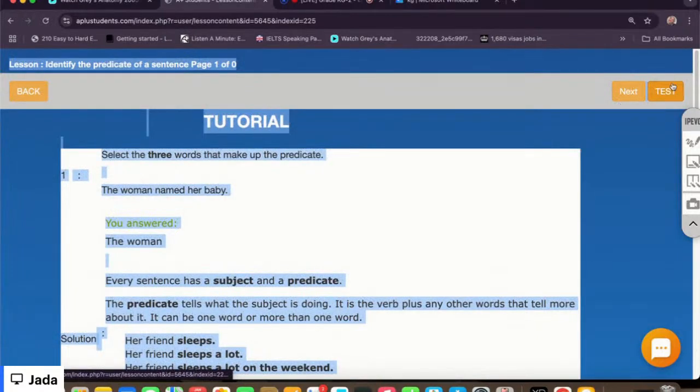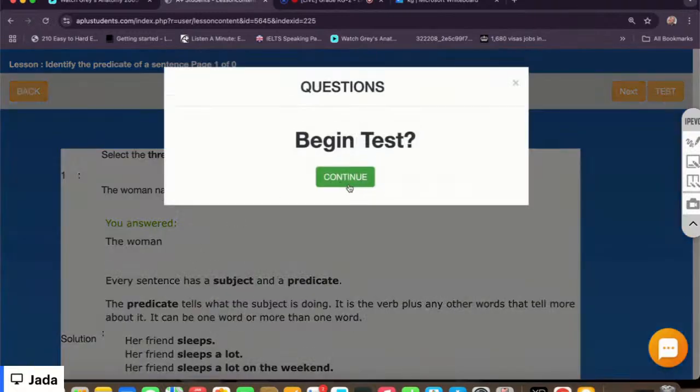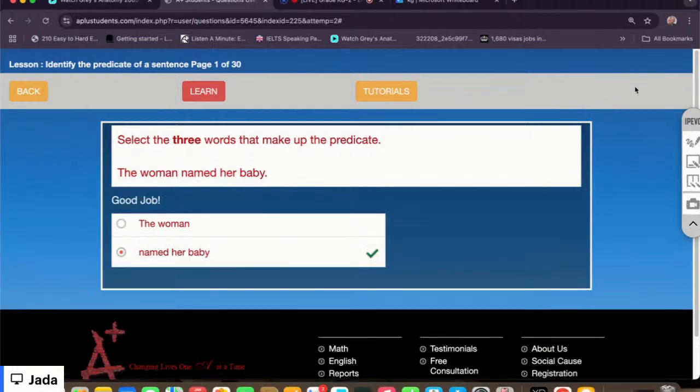Okay, so let's move on to the test. As usual, I want you all to send in your answers. Let's interact. Okay. Good. So we have this one. Select the three words that make up the predicate. The woman named her baby. We know that this is named her baby because we just did that right now.